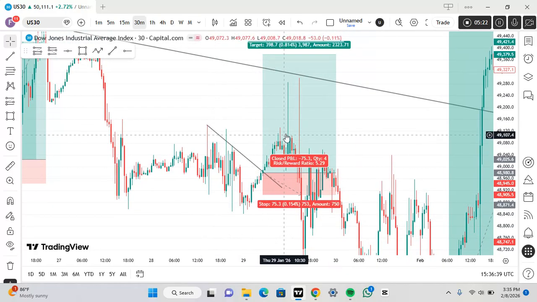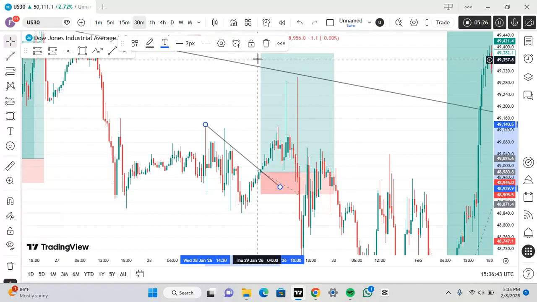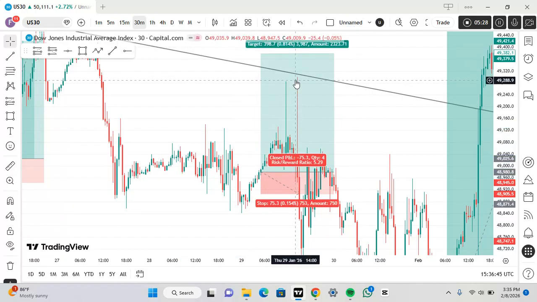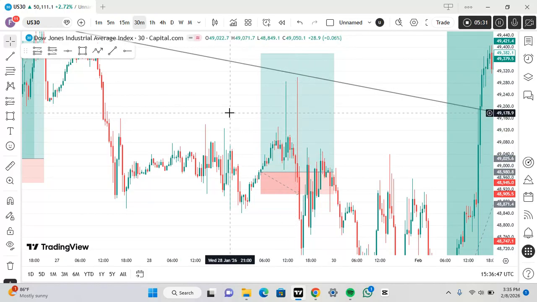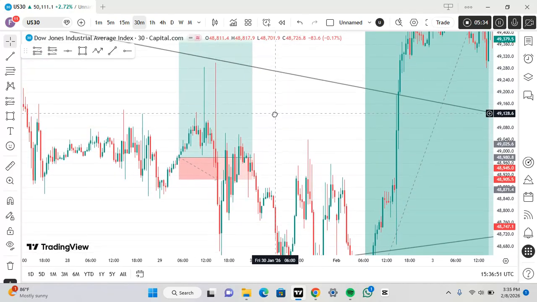And I posted this trade in my group, right? But unfortunately, price didn't hit TP before it reversed. As you can see, it didn't hit TP before it reversed, but it was almost at the full TP level. So that was the second trade I took on US30.